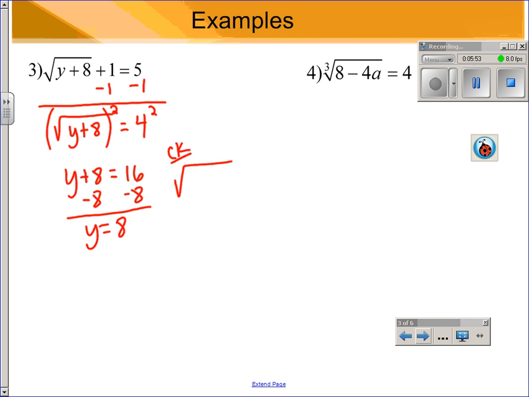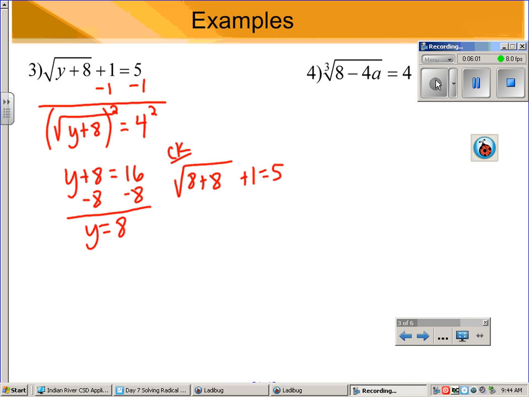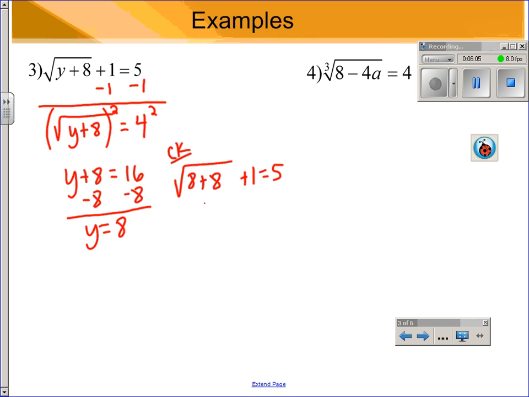Square root, instead of a y, we're going to plug in an 8. And we have plus 1 should equal 5. All right, let's finish checking. So 8 plus 8 is 16. The square root of 16 is 4. 4 plus 1 is 5, so it checks.